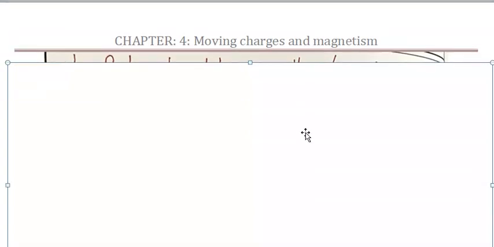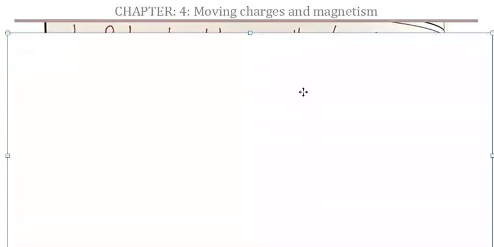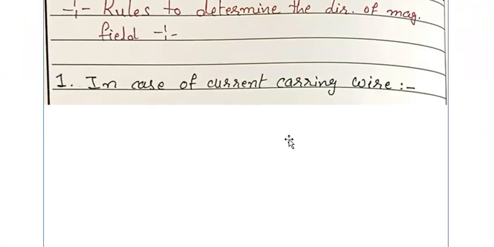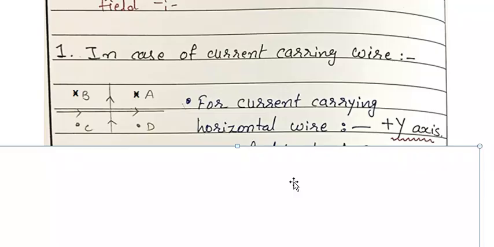So now after having all the formulas, we need to learn the rules to determine the direction of magnetic field. So how to determine the direction of magnetic field? You may find many formulas or many ways in your textbook, but these are some shortcuts.